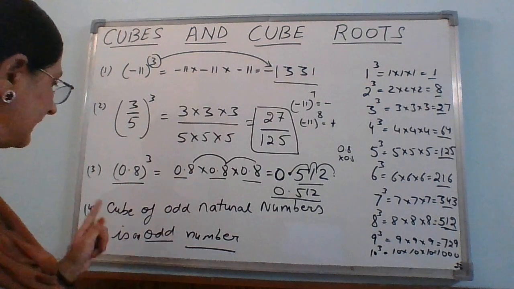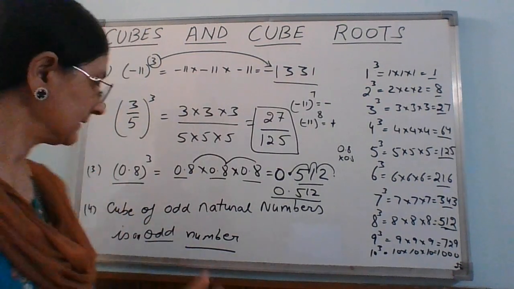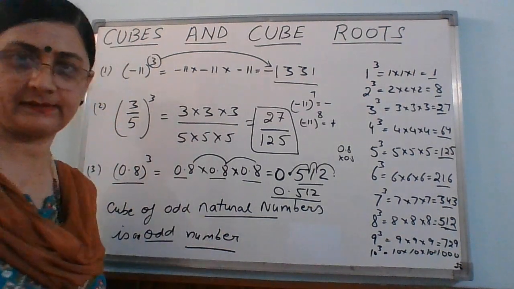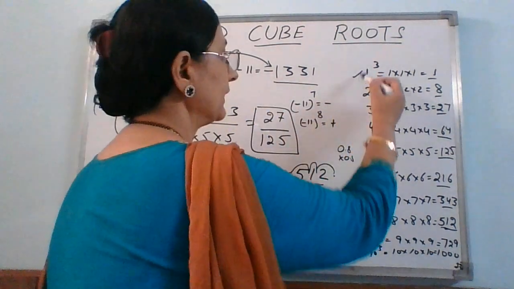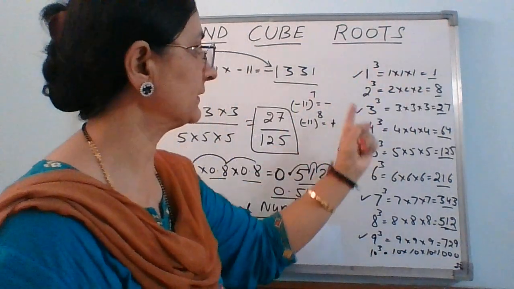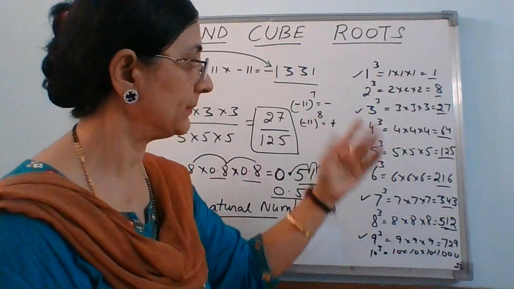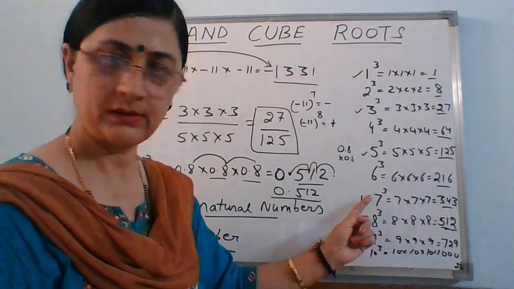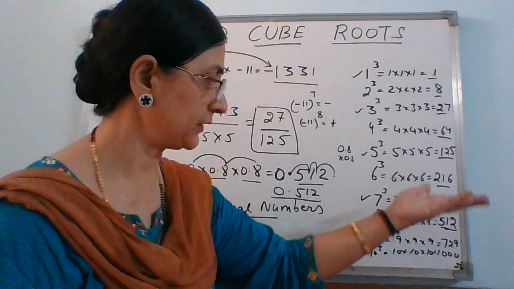Now the next question is: the cube of an odd natural number is an odd number, right? Let us check. These are the odd numbers. Check their answers. 1 cube is 1, 3 cube is 27, an odd number. 5 cube, 5 is an odd number, उसका आंसर भी odd है. 7 is an odd number, its cube 343 भी odd है.